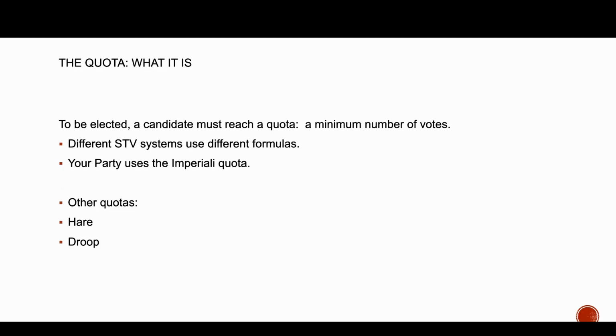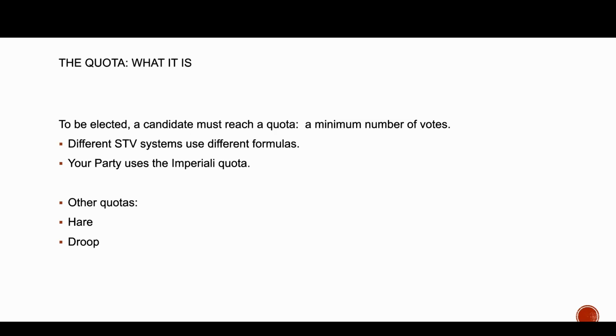Okay, so one of the things that we need to remember is that there are quotas. So for each of the voting systems, there's a quota that each candidate will need to pass to win. So the quota is just simply a minimum number of votes, and each STV system uses a different formula to figure out what that minimum number of votes is going to be. So the quota system we're going to be using in your party, I say we, as in the one that we are being made to use, is the Imperiali quota.